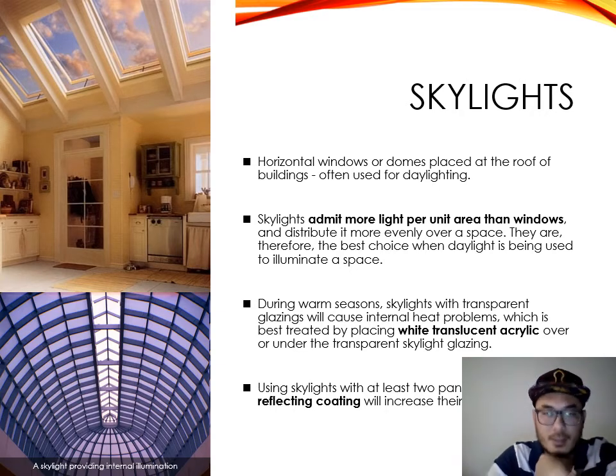During the warm season, a skylight with transparent glazing will cause internal heat problems, which are best treated by placing white translucent acrylic over or under the transparent glazing. Using a skylight with at least 2 panes and a heat-reflecting coating will increase its energy efficiency.